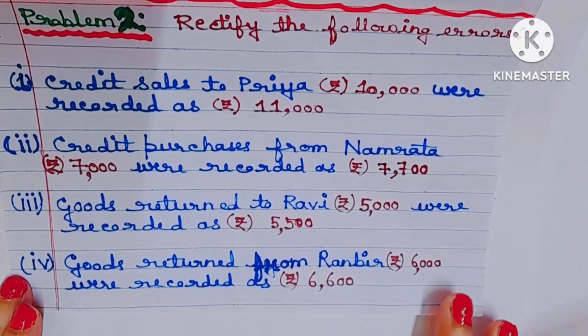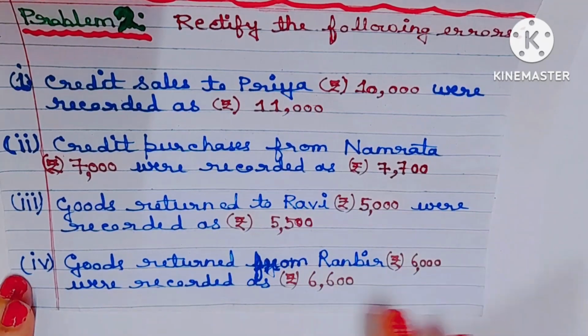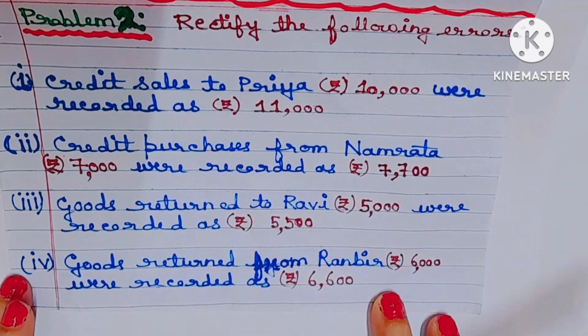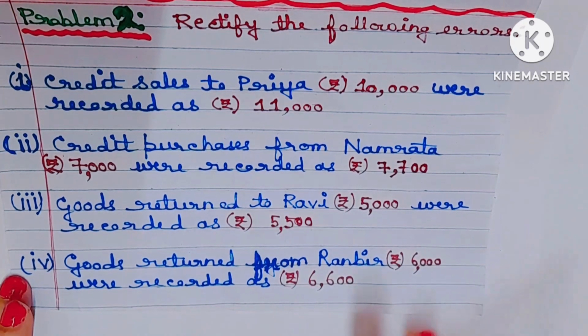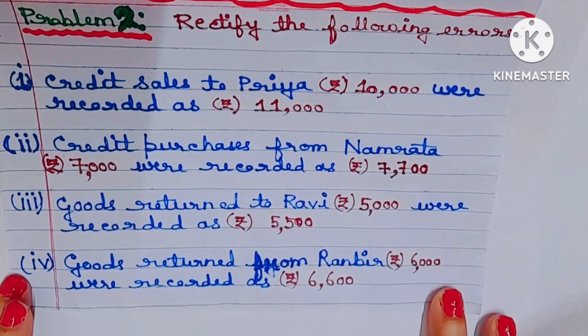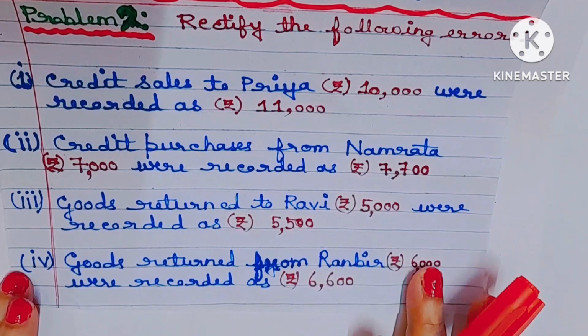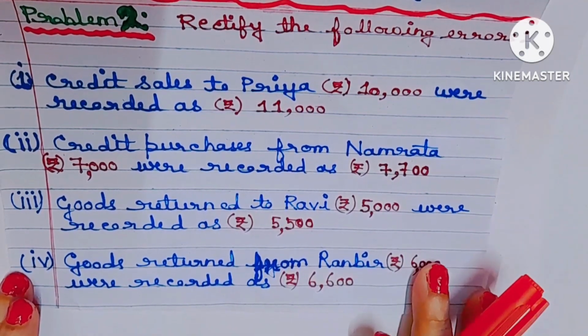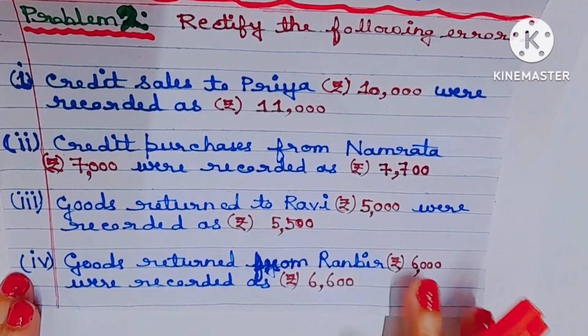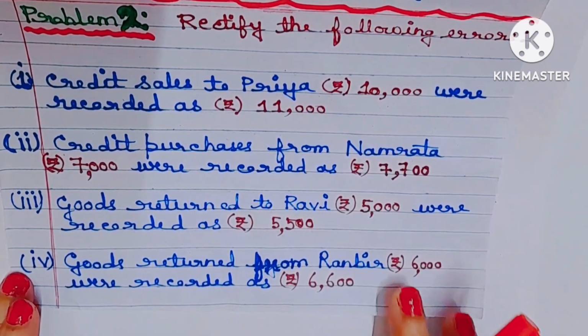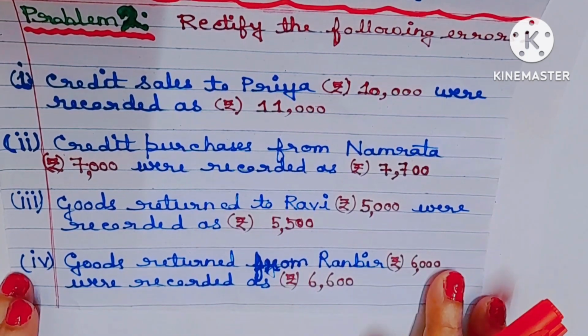So that you can understand if the amount was recorded more, how to rectify the wrong entry. If the amount is recorded less, how to rectify the wrong entry. You should be knowing both the entries. You should be knowing how to rectify the wrong entry if the amount was recorded more, and you should also be knowing how to rectify the wrong entry if the amount has been recorded less. Okay? So let's do it.